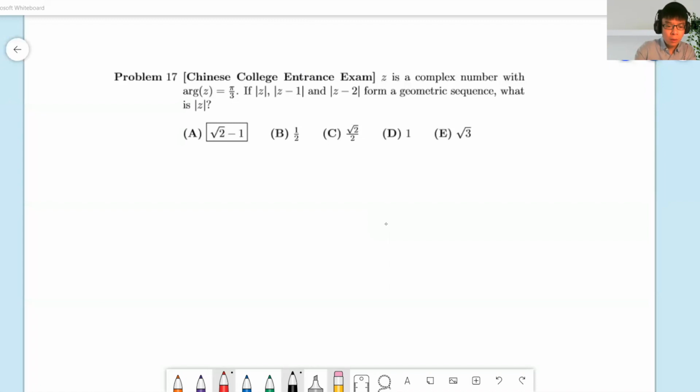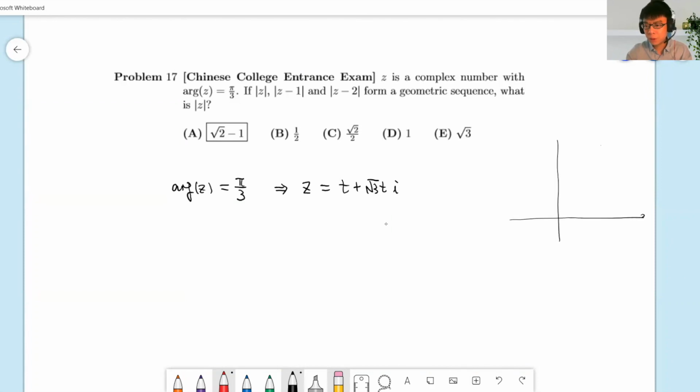Because the argument of z equals pi over 3, we can basically assume z equals t plus root 3 t i, because that determines the direction. The ratio of the y coordinate to the x coordinate is root 3, so we assume that. And then we try to use algebra to solve the relation using the geometric sequence.